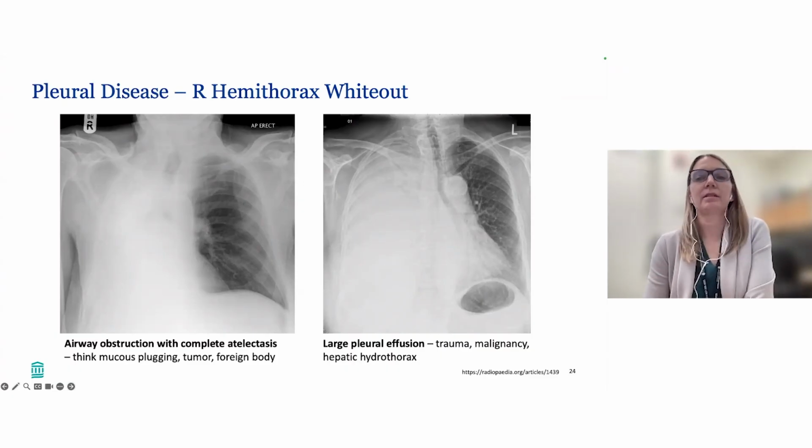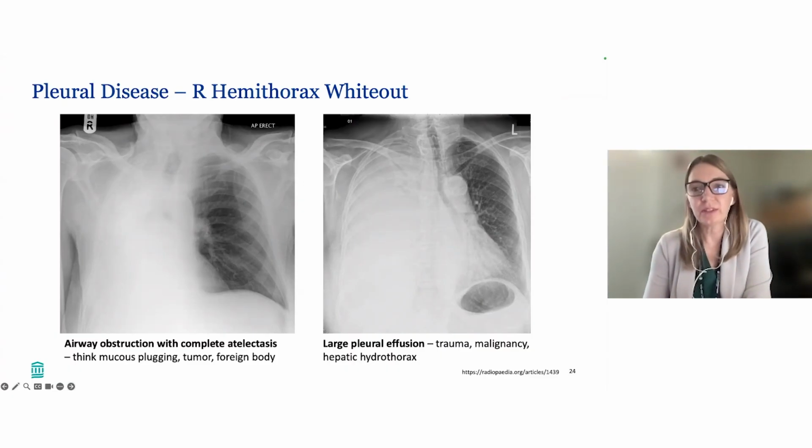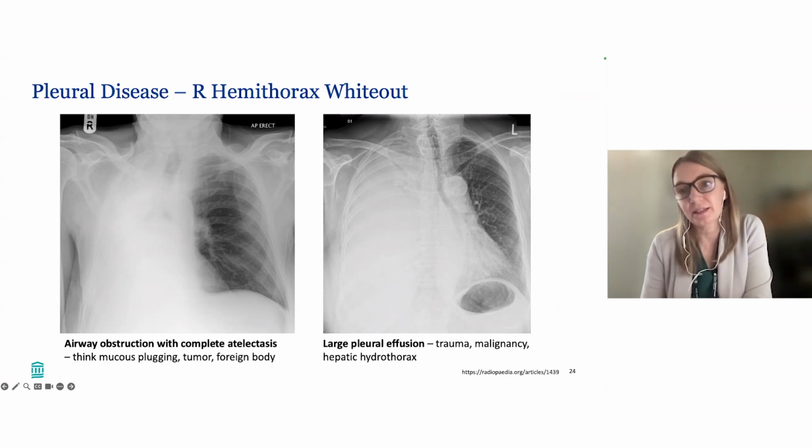Complete lung whiteout is something that we get called about as pulmonologists frequently. The call will say, "This patient has a large effusion. Can you please come drain it?" But it's very important to know when complete hemithorax whiteout is due to a pleural effusion versus lung collapse or atelectasis. The image on the left shows airway obstruction with complete atelectasis.